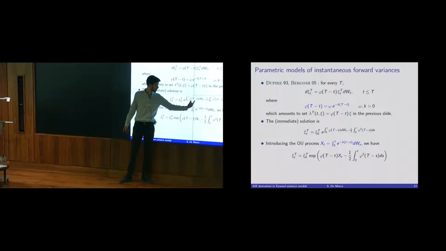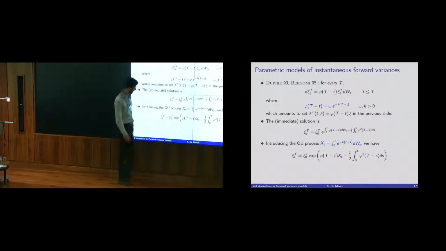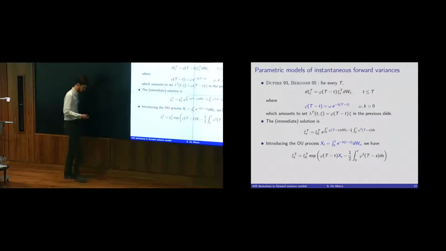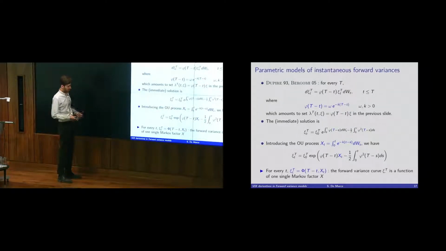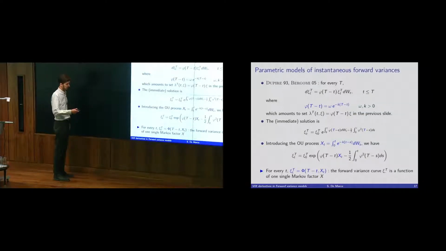which allows me to write that in this integral, a phi of capital T minus small t gets out, and I have phi of capital T minus small t times my process x at time t. But this is an equation that holds for all capital T. So we have a model where my forward variance curve is actually an explicit deterministic function of one single Markov factor. Which, for computational and pricing purposes, particularly if I want to use Monte Carlo, is a particularly appealing feature.